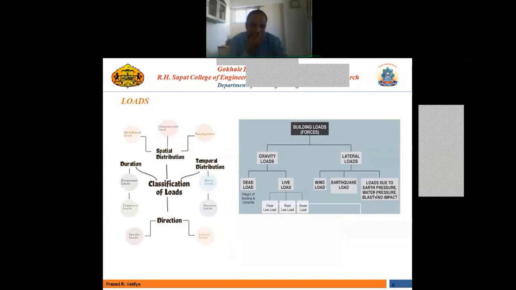Apart from that, there may be water pressure, blast and impact. That is also a lateral load. Sometimes water pressure will produce a hydrodynamic action. So that will also be a part of a lateral load, which is, apart from gravity load, your horizontal load. So this load is more dangerous than gravity load.